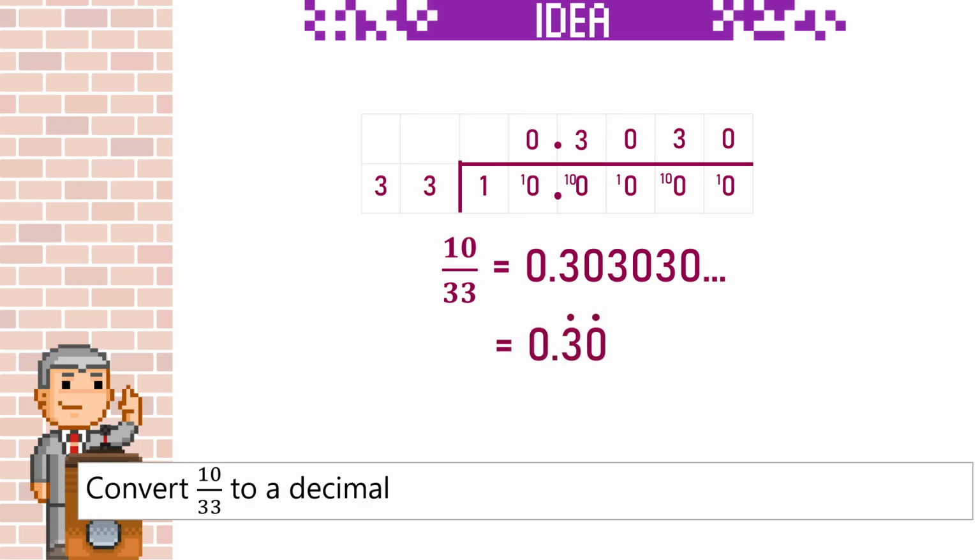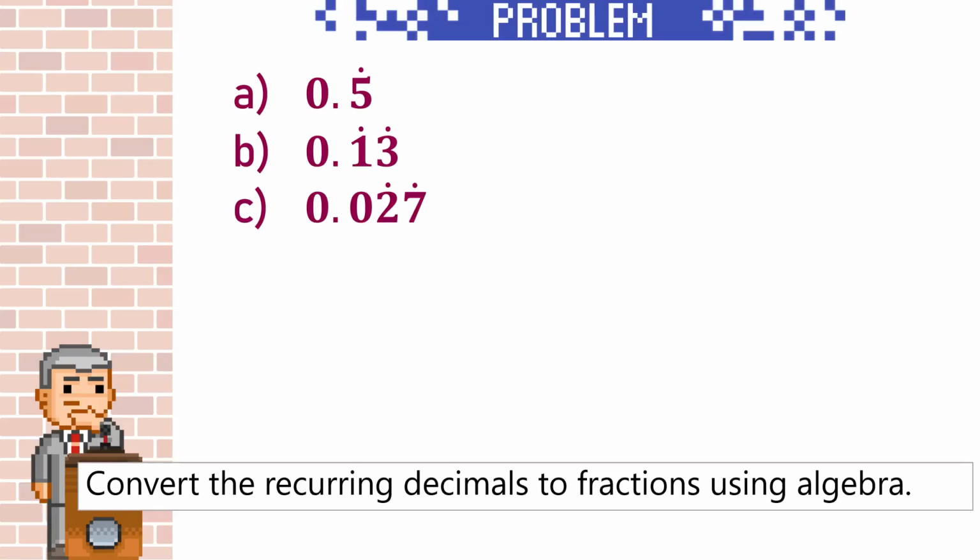We can show a recurring decimal by putting a dot over the digit that starts the pattern and a dot over the digit that ends it. The 3 starts it and the 0 ends it, therefore they each have a dot. Note that you will only ever have a maximum of 2 dots for a recurring number. Let's have a go at these questions.